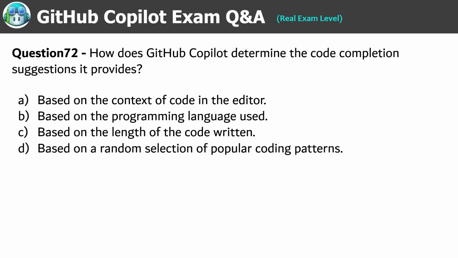Question 72. How does GitHub Copilot determine the code completion suggestions it provides? It is based on the context of code in the editor. So the answer is A.